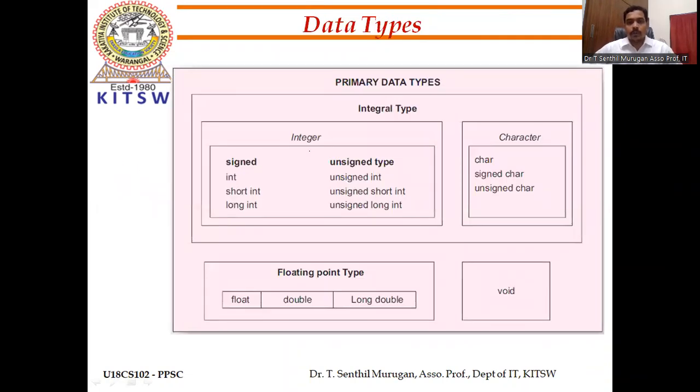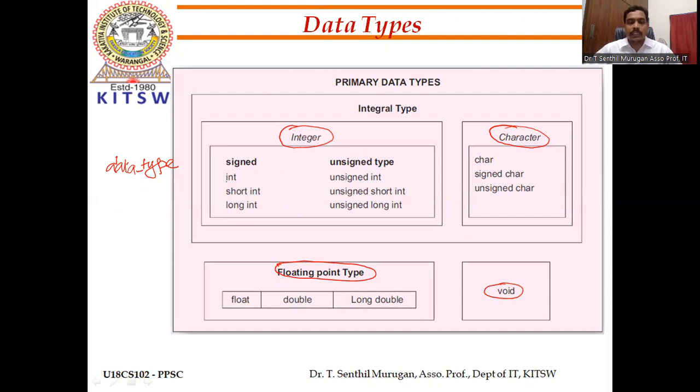In C language, we have primary data types. Data type means the type of the variable we declare, that is, which type of data it holds. Just remember that when we declare a variable, we must mention the type of the data. There are basic types: integer, character, and floating point types, as well as the no-return type, that is void.